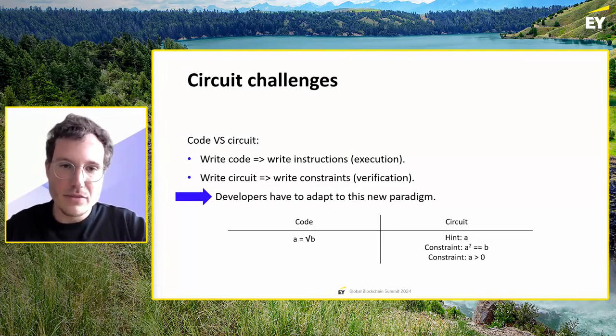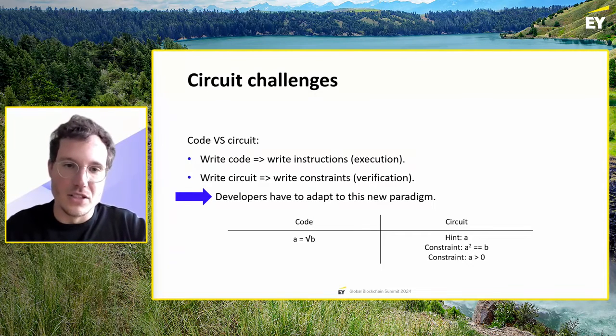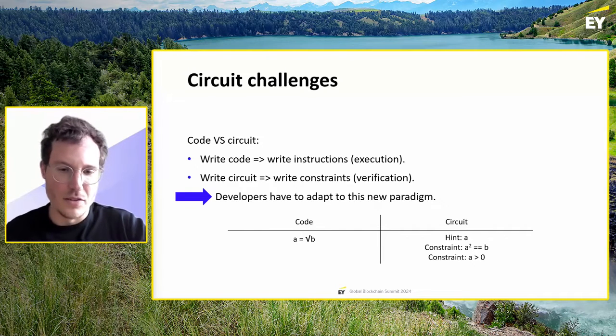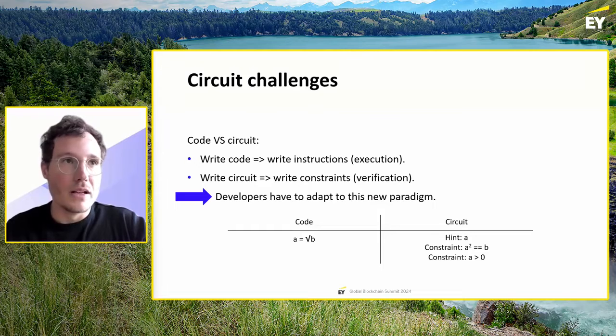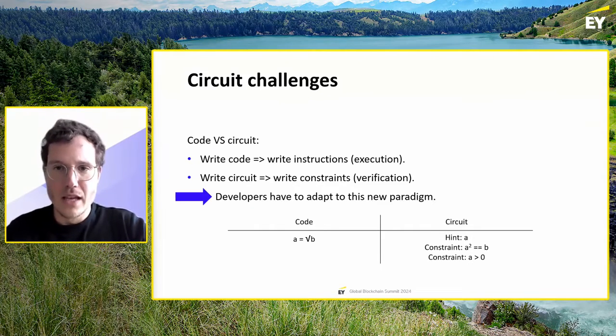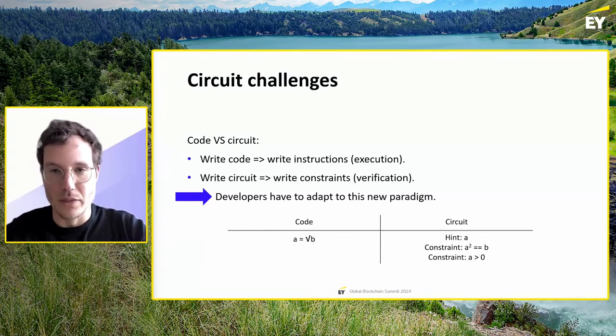We have here a quick example of how to get a square root in more traditional code and in a circuit. In the code, we simply ask the machine to compute the square root of b. And in the circuit, the computation of the square root will actually happen outside of the circuit, and we will provide this value to the circuit as an input that will be called a hint. And how do we ensure that a is actually the square root of b? We will simply put a to the power of 2 and check that it is equal to b.